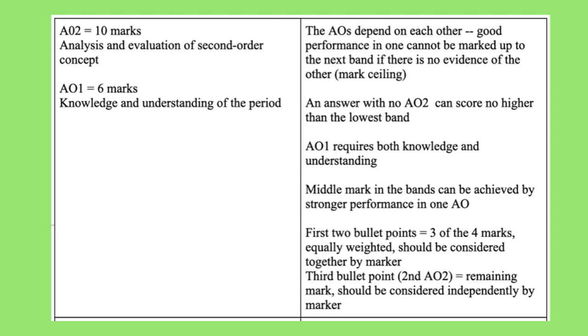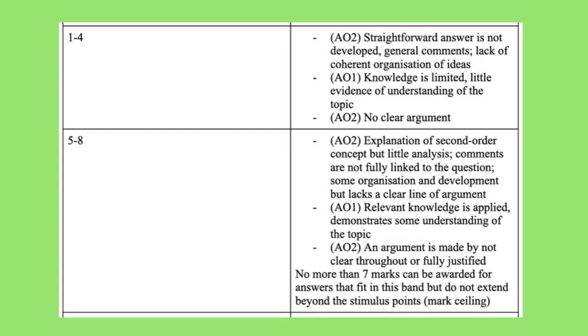Remember that the AOs depend on each other. That means that no matter how well you perform in one of them, if you haven't got any of the other in your answer, then you can't progress to the next band. Now that's a mark ceiling. For example, if you have no AO2 in your answer at all, you just list factors or bits of information that you know, then you can't score any higher than the lowest band. So it's really important that you're giving your information, but you're explaining the relevance to the question, and therefore using both AO1 and AO2 to score as many marks as you can.